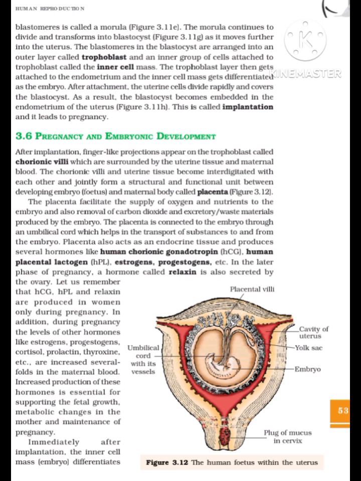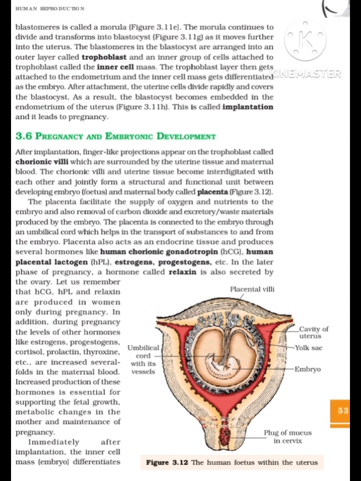3.6 Pregnancy and embryonic development. After implantation, finger-like projections appear on the trophoblast called chorionic villi, which are surrounded by the uterine tissue and maternal blood. The chorionic villi and uterine tissue become interdigitated with each other and jointly form a structural and functional unit between the developing embryo, foetus, and maternal body called placenta, figure 3.12. The placenta facilitates the supply of oxygen and nutrients to the embryo and also the removal of carbon dioxide and excretory or waste materials produced by the embryo.